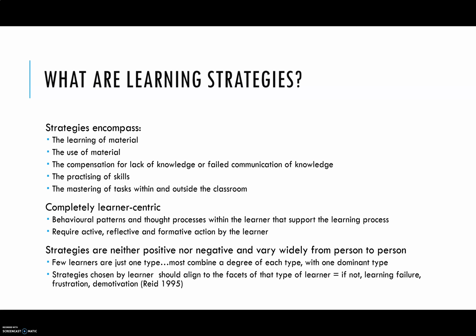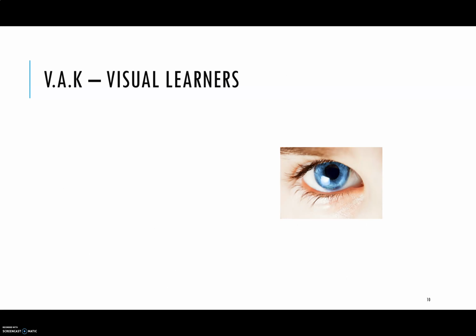And it's very important to say from the very beginning as well that strategies are neither positive nor negative, and they vary very widely from person to person. Because most learners have aspects of the different learning types depending on the task that they're dealing with, the strategies chosen by the learners will vary from time to time. But what we do know is that if a learner knows what type of learner they are and they effectively choose learning strategies depending on the type of learner they are, learning is more successful, and it doesn't lead to a situation where it fails, where there's frustration, and where there's demotivation.